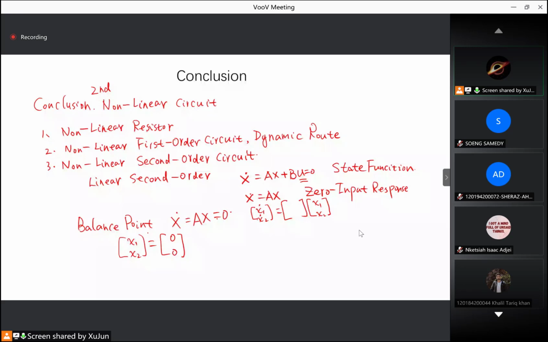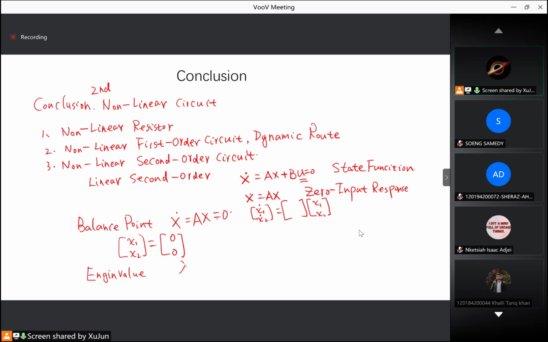So we discuss balance point at first because it's very simple. So we don't pay much attention to it. But for the nonlinear second order circuit, the balance point will be difficult, and maybe there will be several balance points. So at the first balance point, then we discuss the eigenvalue of the second order system.